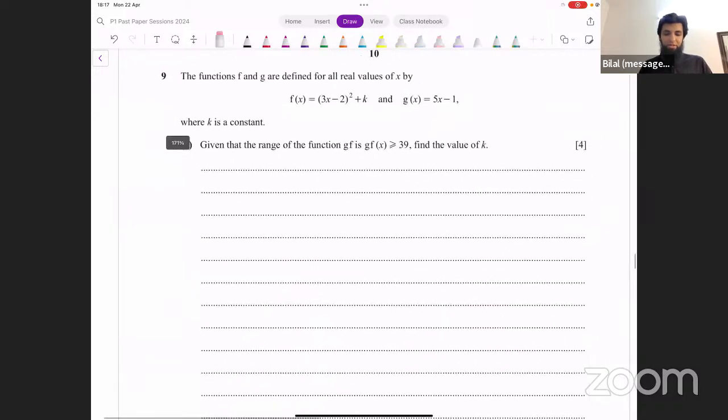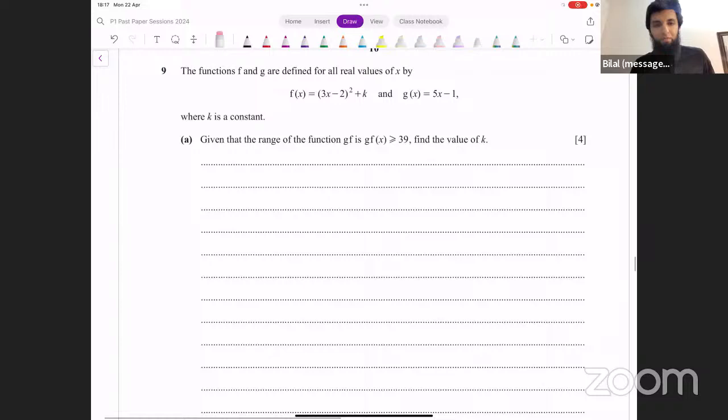Question number 9. Now it says functions f and g are defined for all real values of x by f of x equals (3x minus 2) whole squared plus k, and g of x equals 5x minus 1, where k is a constant. Given that the range of the function gf is greater than or equal to 39, gf of x is greater than or equal to 39, find the value of k. Okay, now how do we think about this? Gf function. First of all, let's find out what the gf function is.